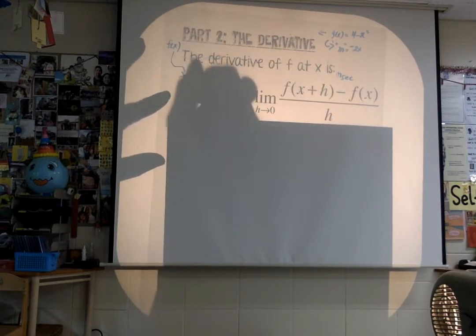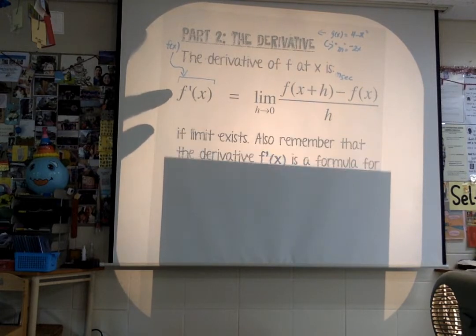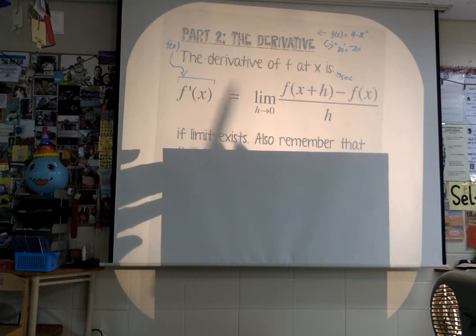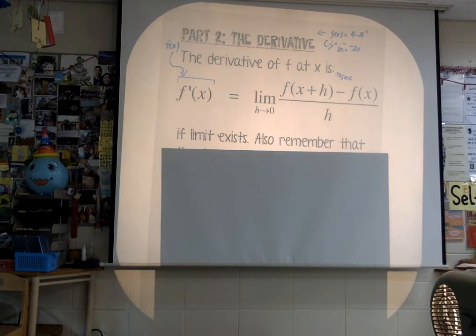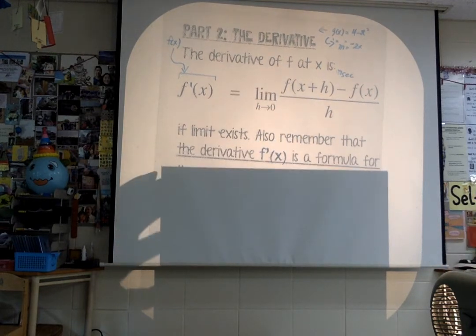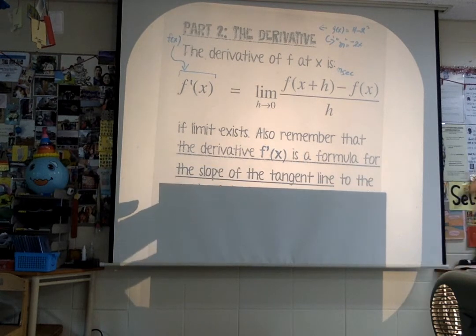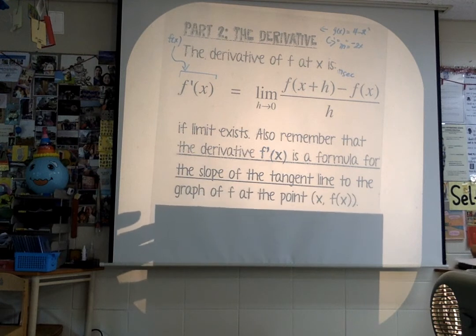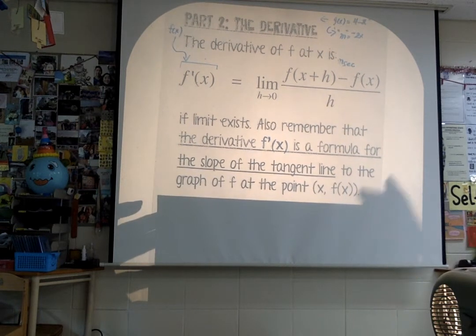And you know how our original function is f(x)? Well, the derivative is noted as f prime of x. Okay, that's one notation. So the derivative of f at x is f prime of x equals the limit as h approaches 0 of the difference quotient, if the limit exists. Also remember that the derivative f prime of x is a formula for the slope of the tangent line, which is what we concluded here, to the graph of f at point (x, f(x)).